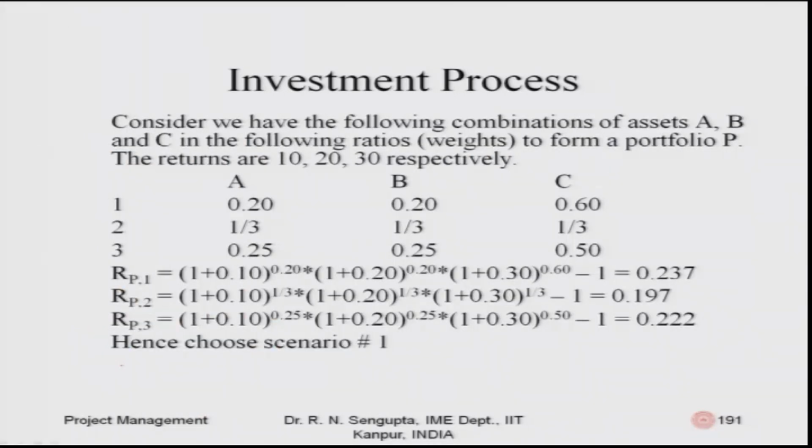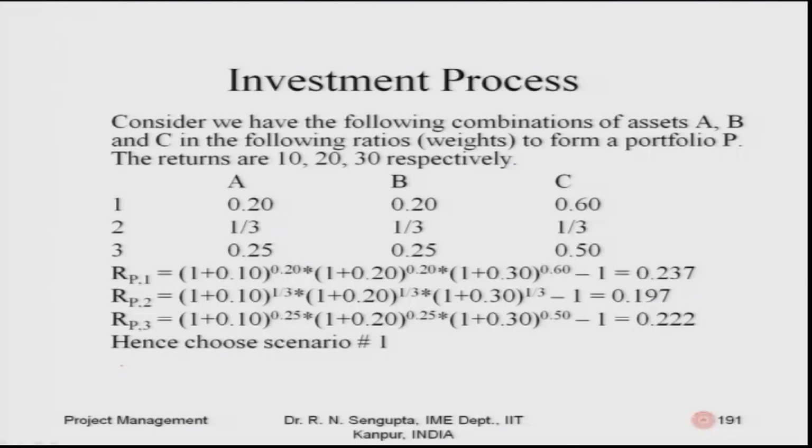Consider we have the following combinations of assets. A, B, C are in the following figures as given in this table. Ratios for the first are 20, 20, 60, sum is 1. For the second one it is 1/3, 1/3, 1/3. For the third one it is 25%, 25% and 50%. And the returns for A, B, C are given as 10, 20, 30. It can be in percentage terms or ratio terms, whatever it is, I am just giving the values.